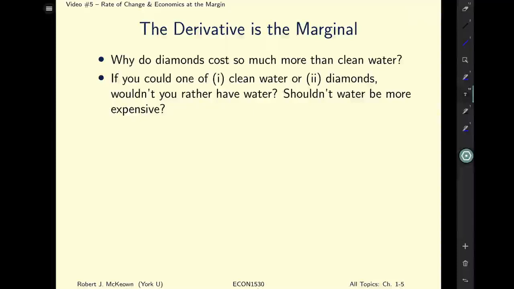Now, let's look at an application of the margin. So what is all this marginal mumbo jumbo? It actually goes back, marginal analysis goes back well over 100 years.